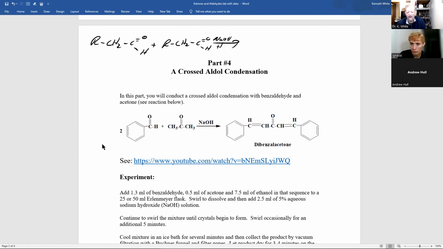Now, I had water. You can also use ethanol, which is a simple alcohol. And you form the enolate anion that attacks the other carbonyl carbon, and you form a carbon-carbon single bond.